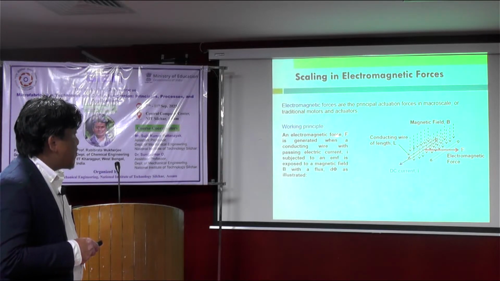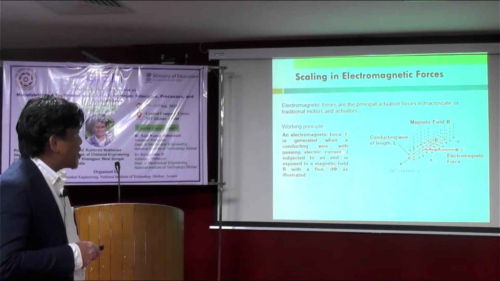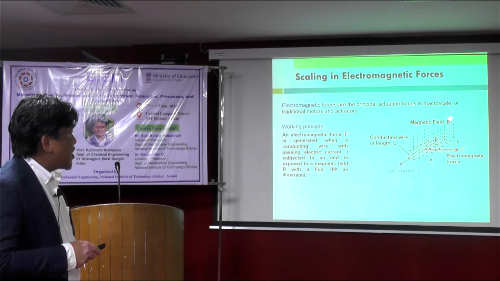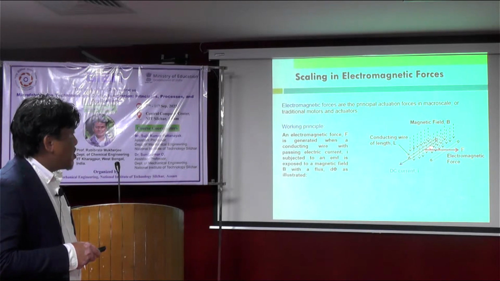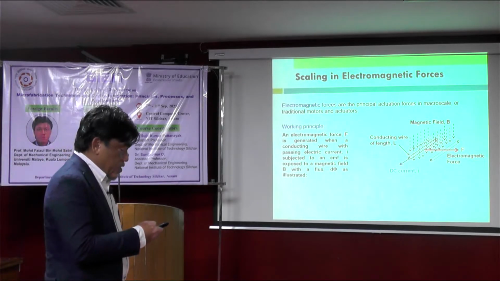So electromagnetic force F is generated when a conducting wire with a passing electric current I is exposed to a magnetic field B. So with an electromagnetic field, then you can have the EMF, a flux d phi, as illustrated.